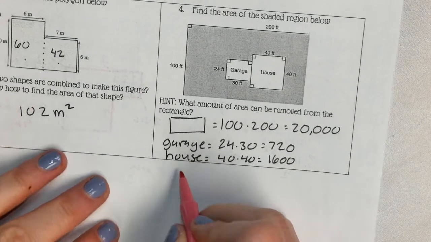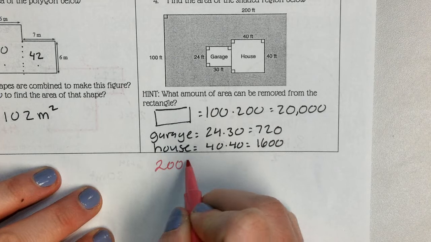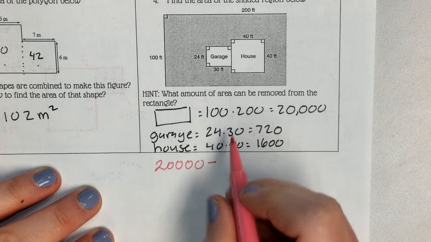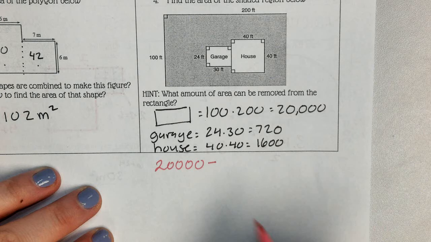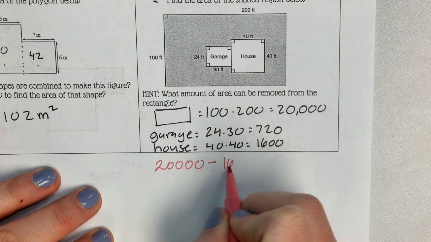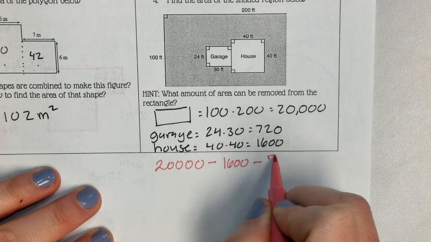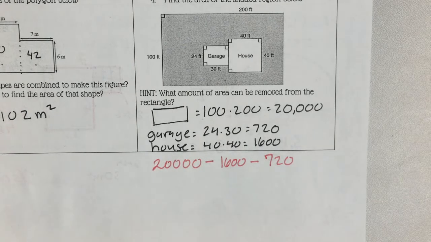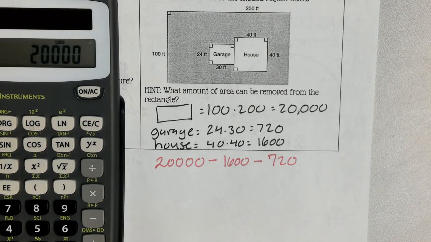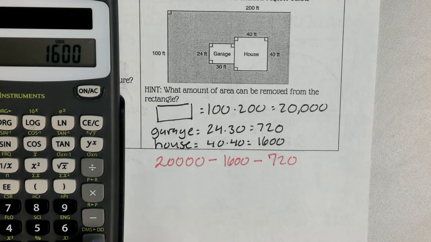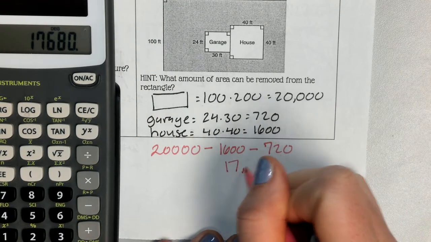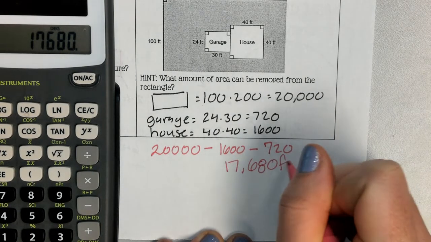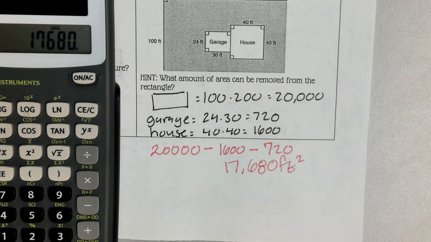So you have the whole shape, which is 20,000, and you don't want the area of the house because that wouldn't have grass seed on it or whatever you're looking for. And you don't want the area of the garage. So 20,000 minus 1,600 minus 720 is 17,680 feet squared. Questions?